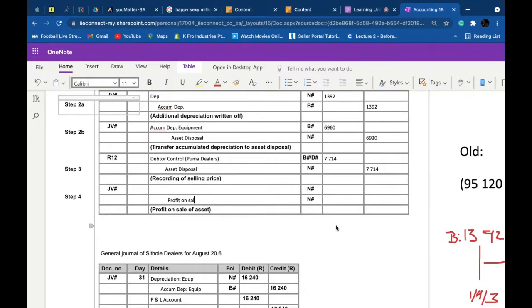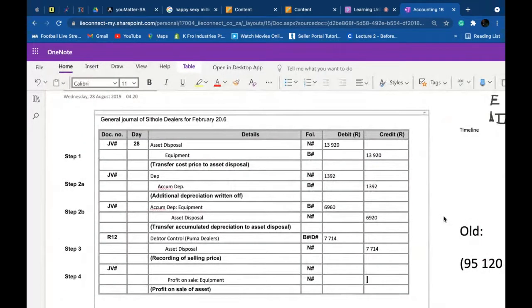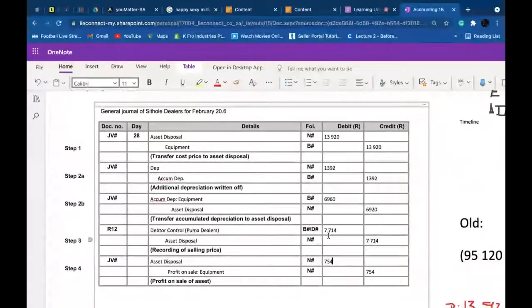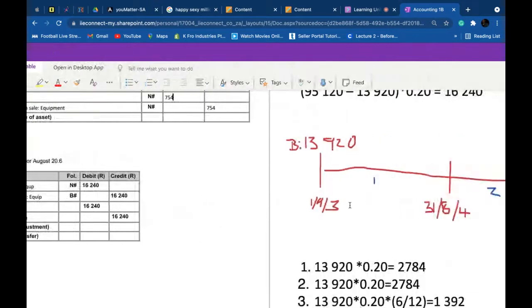So profit on sale of equipment, and the profit I believe was 700 and something, 754. 754. Okay. And then obviously we're debiting asset disposal. We finished our disposal in the journal. Okay. Right. And then obviously, did we calculate this correctly?